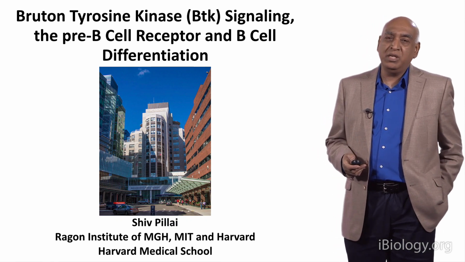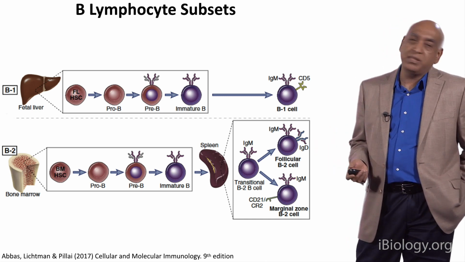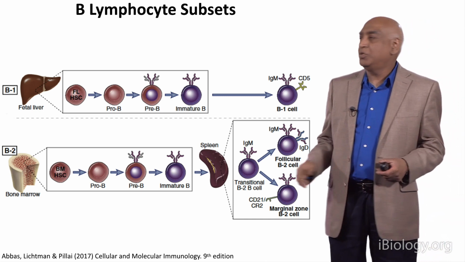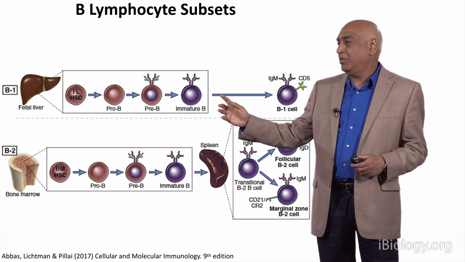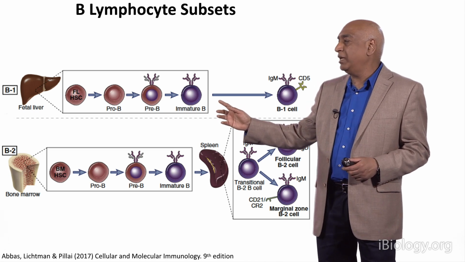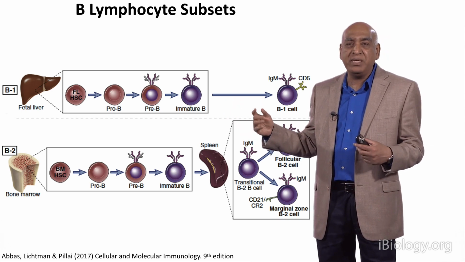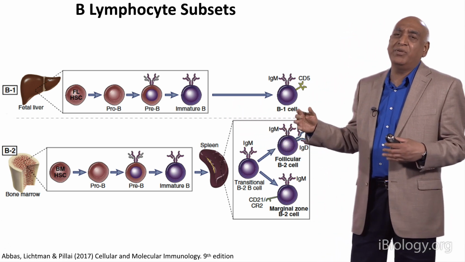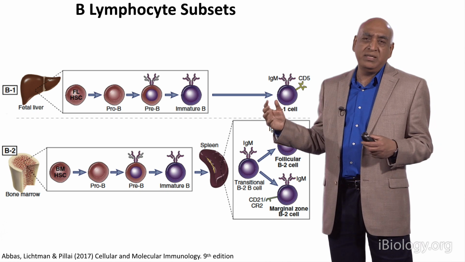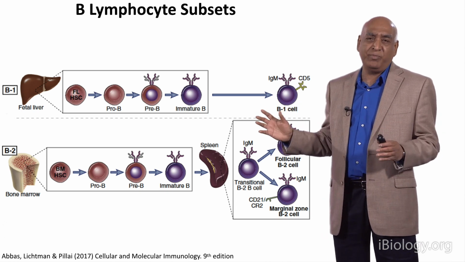So the accepted view today about B-cell development is that we have two different B-cell subsets. From a fetal liver stem cell, you can get B1 cells. B1 cells are self-renewing B cells which have a generic function in dealing with a certain set of pathogens.